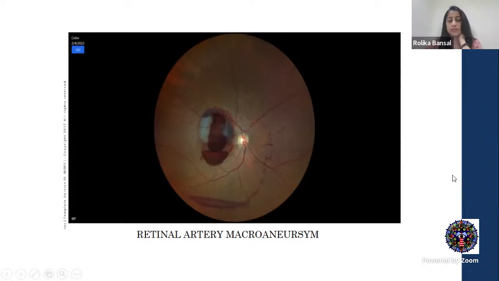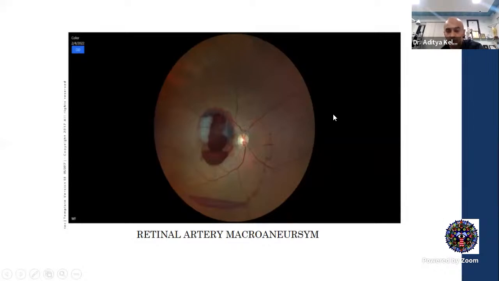Right. And is arteriolar attenuation reversible? See, ultimately it's also an indication of atherosclerosis. So per se, it won't be reversible. Over time, these changes would continue. AV crossing changes and arteriolar narrowing would continue with age.